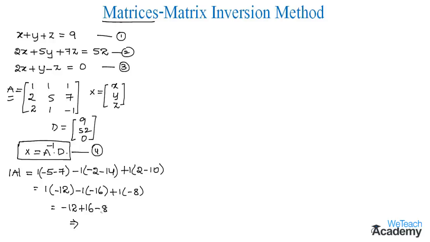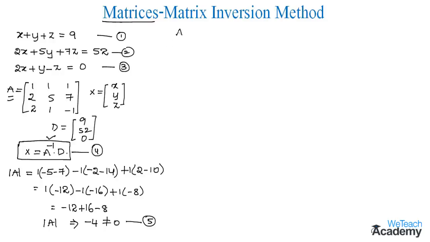And then by performing the operations of adding and subtracting, we get minus 4 as the value of determinant A, which is not equal to 0. So now let us write the value of mod A as equation 5, and here we can say that the matrix A is a non-singular matrix. So now we can proceed with this equation.